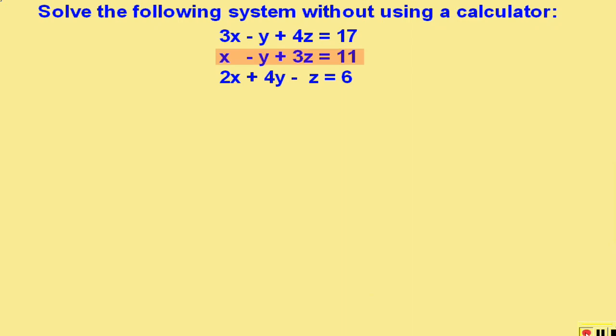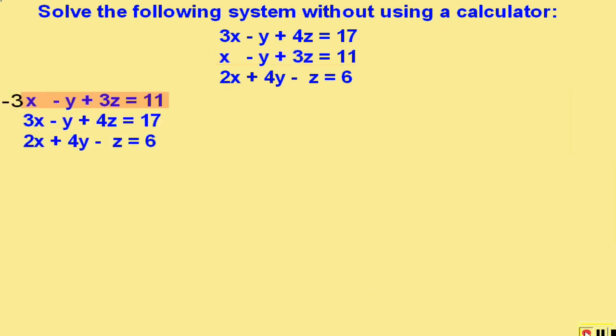In this case, our first step will be to move the second equation to the top and move the top equation to the middle so that we have a 1x instead of a 3x in the very first spot in the very first equation.